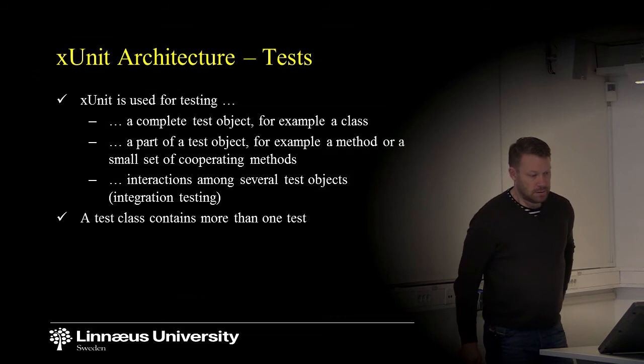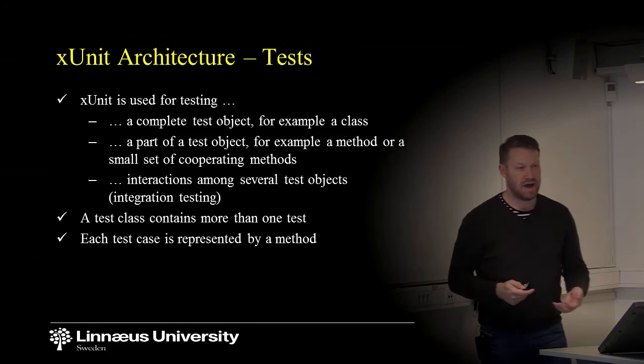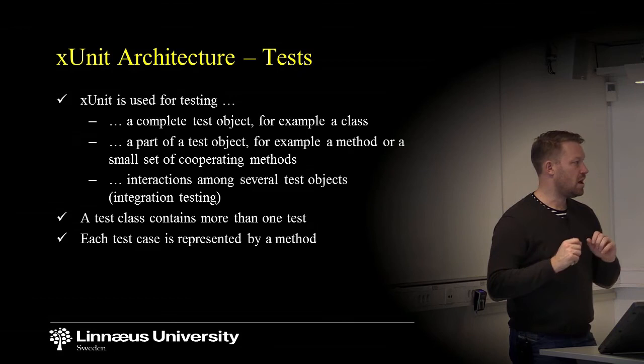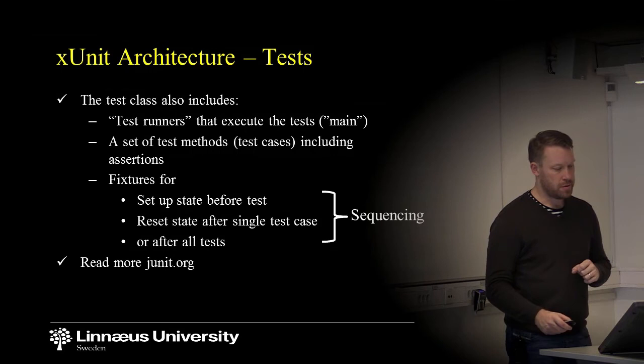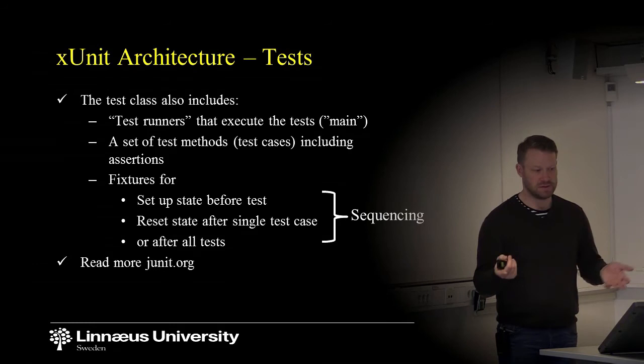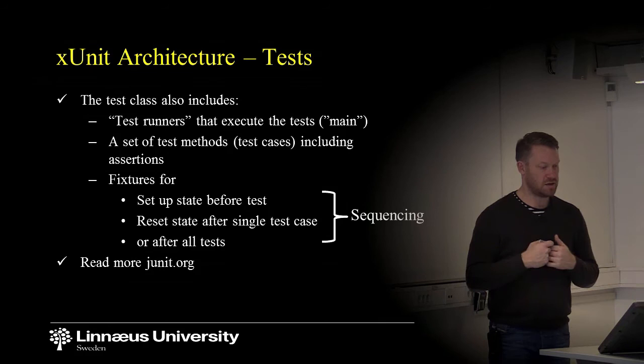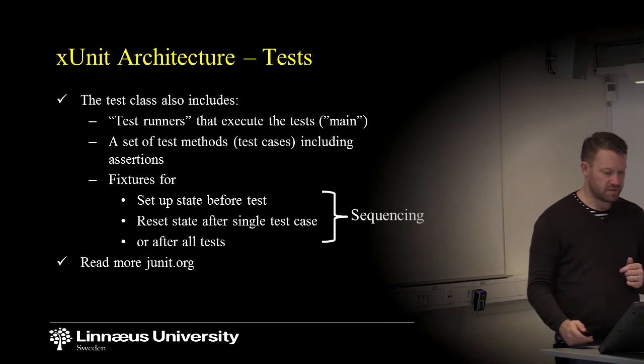So, the principle for XUnit: test classes having test objects, so you have a separate type for your tests. There are fixtures for what's called sequencing in some literature: setting up the state, resetting the state after some test case, or resetting it after all tests in a suite of tests. You can check out junit.org here for more information.